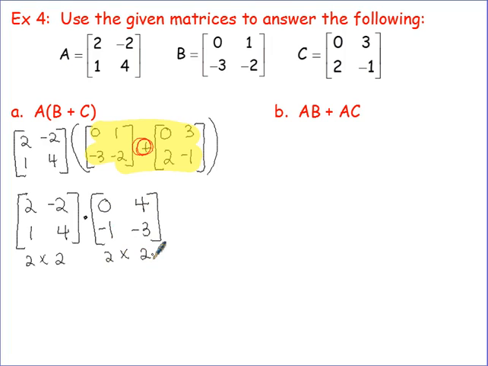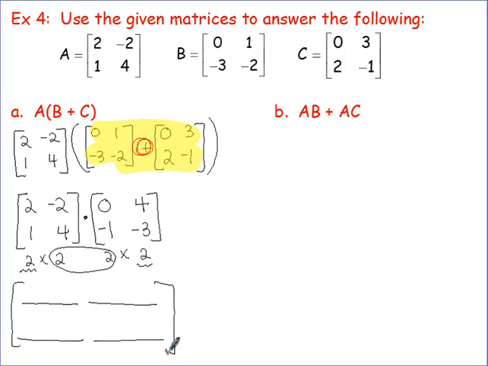So, do they match? Yes, and the answer has 2 rows and 2 columns. So 1, 2, 1, 2. Now let's get into our colors. Top row, first column. So top left, right here. 2 times 0 plus negative 2 times negative 1.